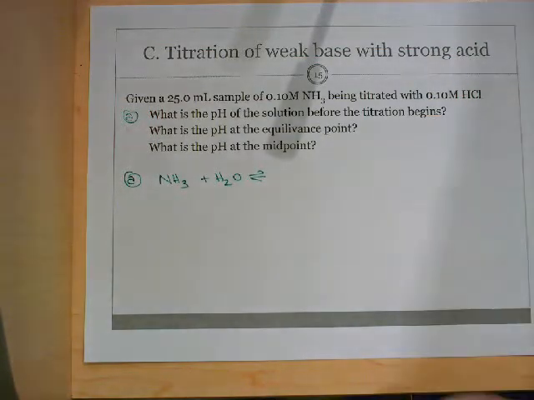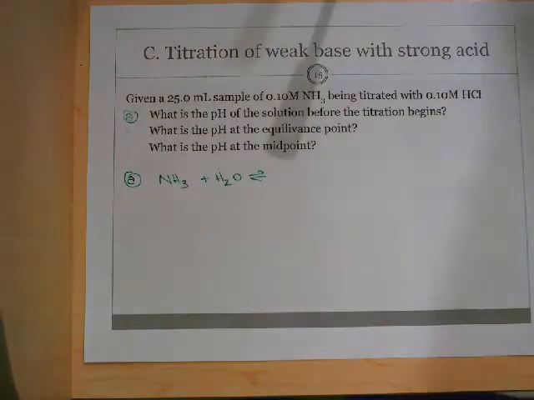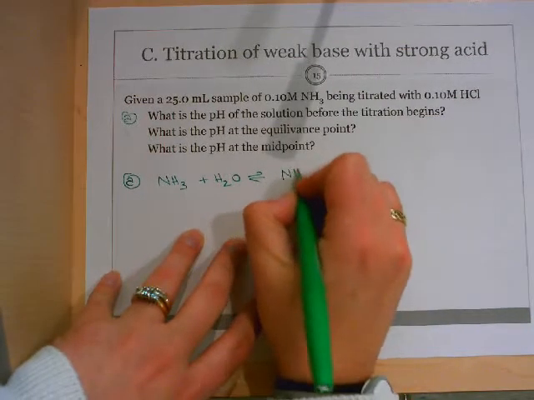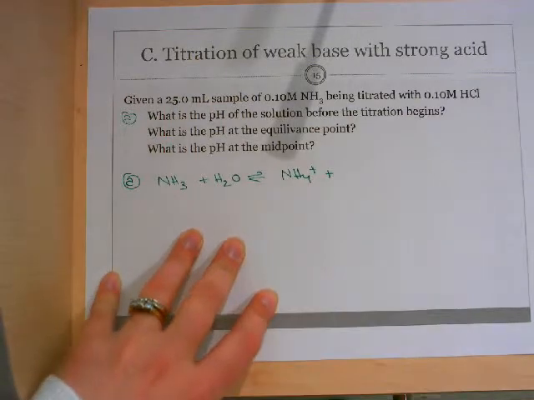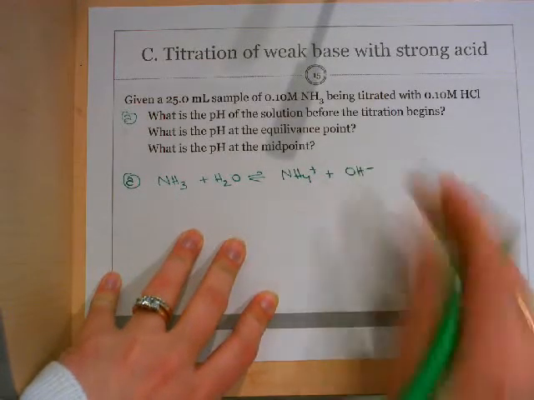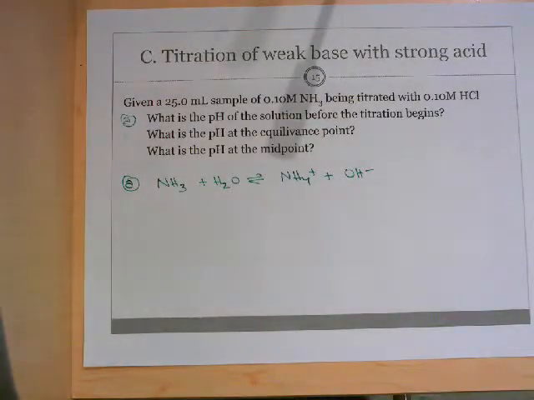It says there's nothing else in it, so it's NH3 and water, right? Because it's, I guess, an implied aqueous solution. Alright, so if I have NH3 and water, what is one of my products I have to make? NH4 plus. And then what's left? My hydroxide, right? Which makes sense, it's a weak base. We have to have hydroxide.